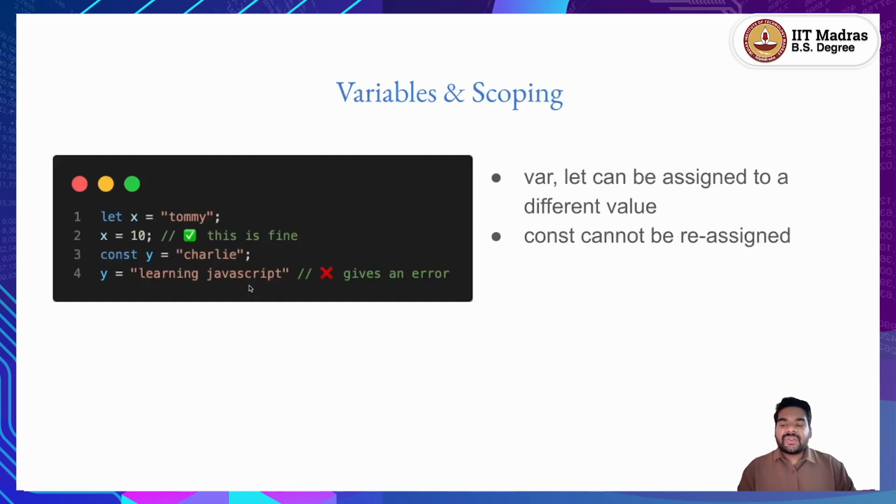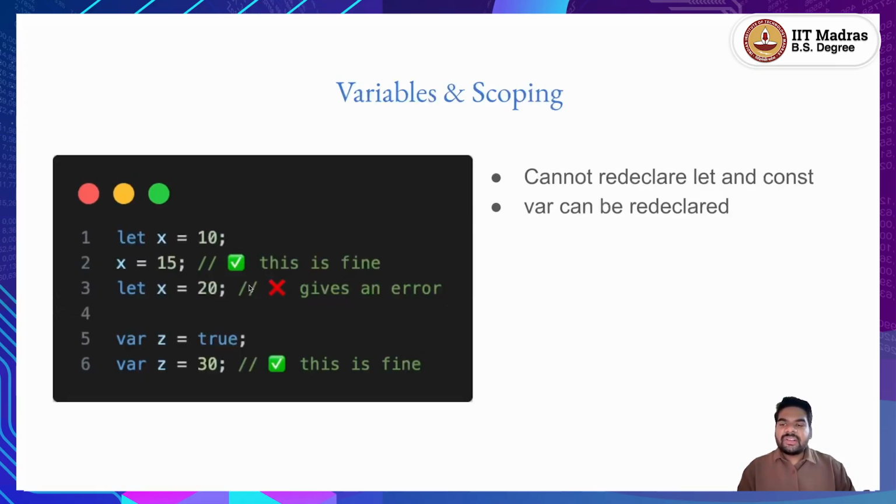Generally, we try to use const everywhere that we can. Only where we know the values will change, like in a for loop, if I'm using i in a for loop, then that value will change. So in that case, we will use let. Otherwise, for most of the variables that we declare, you should use const.